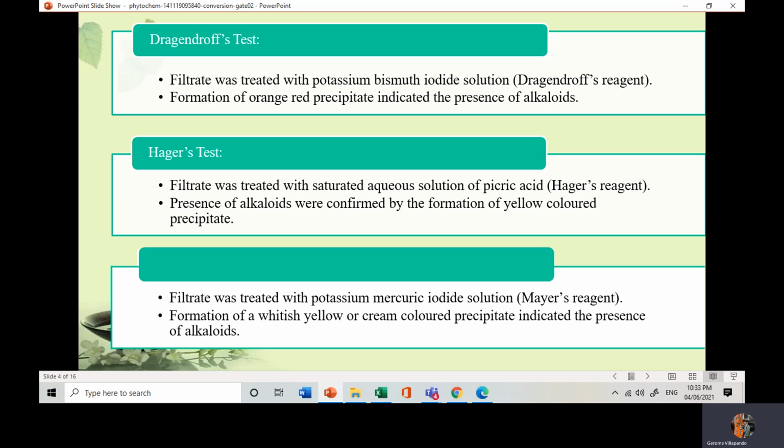for the presence of alkaloids. In Hager's test, the filtrate is treated with a saturated aqueous solution of picric acid, or Hager's reagent. The indicator for the presence of alkaloids in the sample is the formation of a yellow-colored precipitate. With Mayer's reagent, formation of a whitish-yellow or cream-colored precipitate indicates the presence of alkaloids. So, that is for alkaloids.